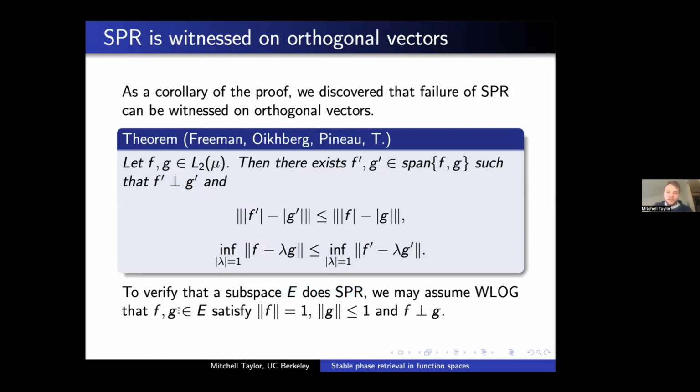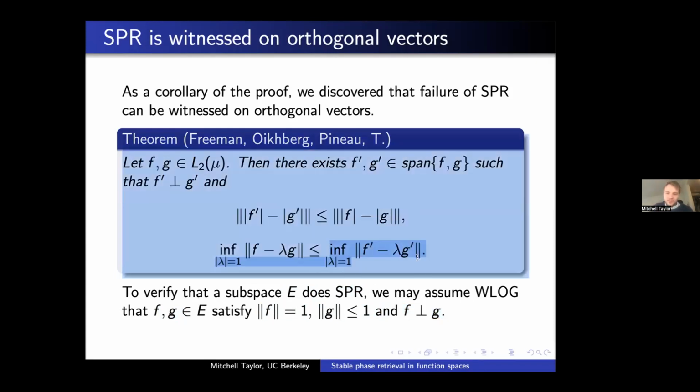And the consequence of this is that when I want to verify that a subspace does SPR, I can, without loss of generality, assume that my functions are, well, first off, normalized, so I can scale the bigger one to have norm 1 and the smaller one to have norm less than or equal to 1. But critically, I can also assume that these are orthogonal vectors. And I can point out here why this is very nice.